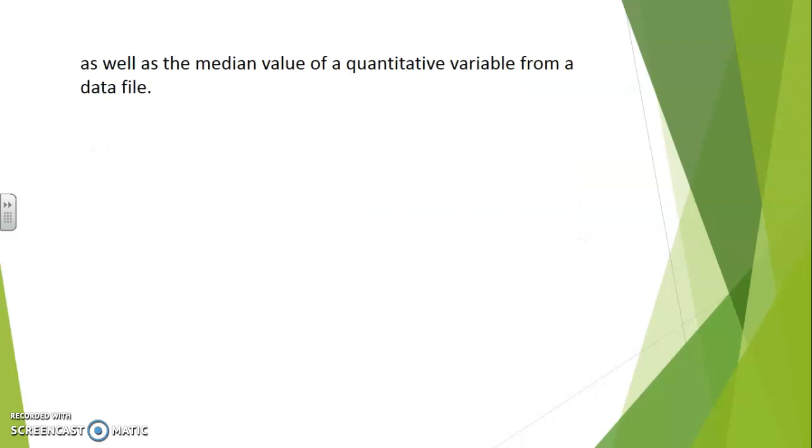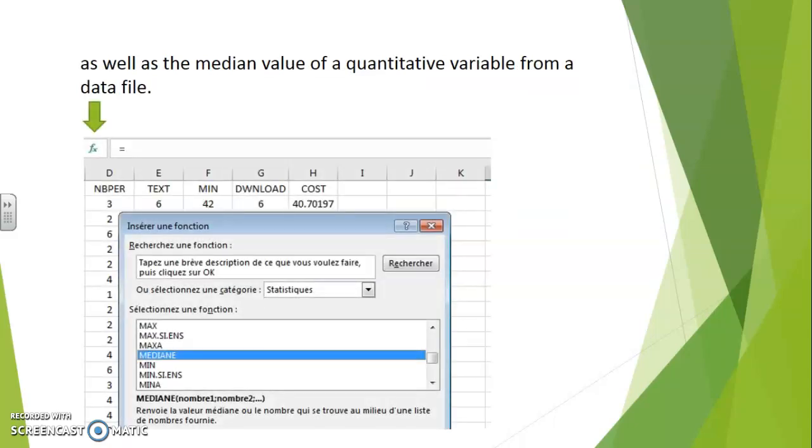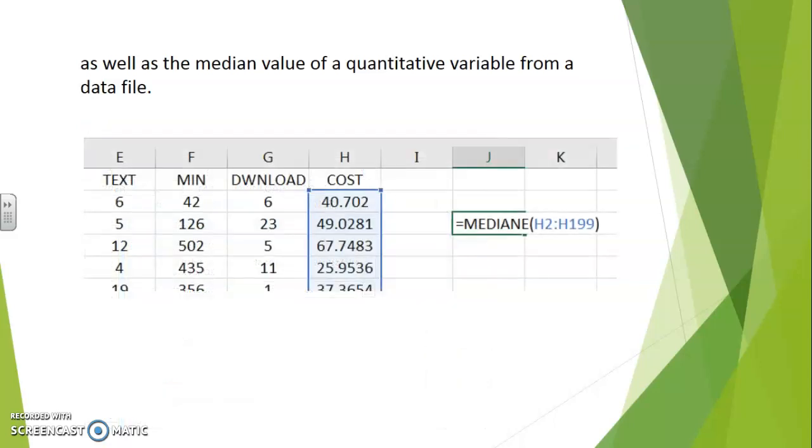Same goes for the median, where again, under the FX button, you can scroll down in the functions that are integrated into Excel and find the median function, and then you would just have to highlight the range where the values of your interest are located in the file. Or simply type equals median, and between parentheses select the region for the variable that you are calculating the median of.